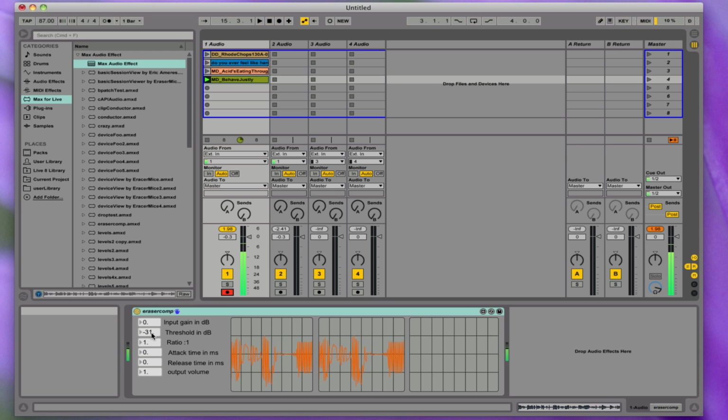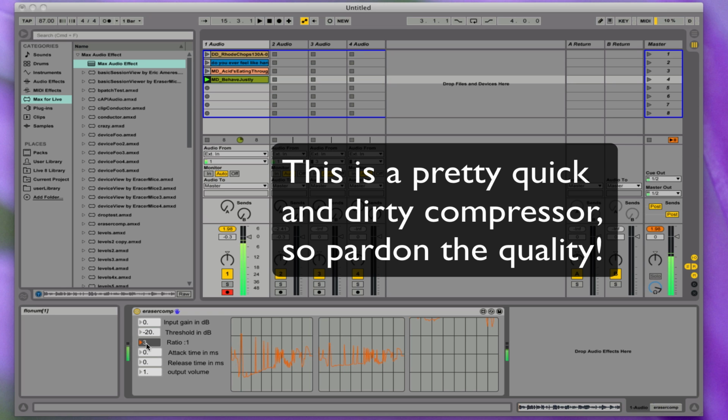I'm going to set a threshold at which the signal will start to get compressed. So I'm going to set it somewhere, let's say in the minus 20 range, and I'm going to set the ratio. And what the ratio is, for every X dB in, the signal will go up by 1 dB. So if I set it up to say 2 or 3, the signal has to go 3 dB up to go 1 dB up when it is beyond this threshold.